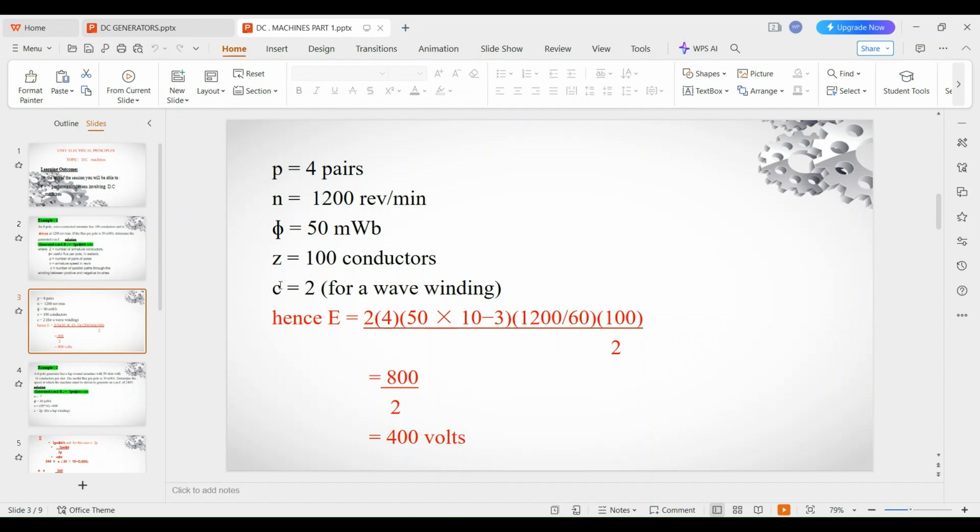Then because it is a wave winding, we know that C is equal to 2, sorry, C is equal to 2 for wave winding. If it were lap winding, then C would have been equal to 2P. We shall see that in our next example. So if you take your calculator and key in all this, then divide by 2, we shall have 400 volts. Our EMF generated will be equal to 400 volts.